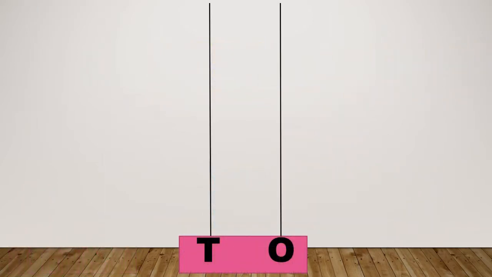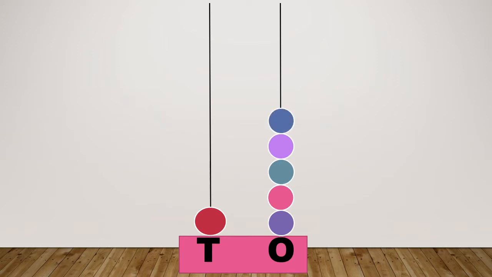1 ten 1 one, 11. 1 ten 2 ones, 12. 1 ten 3 ones, 13. 1 ten 4 ones, 14. 1 ten 5 ones, 15. 1 ten 6 ones, 16. 1 ten 7 ones, 17. 1 ten 8 ones, 18. 1 ten 9 ones, 19. 2 tens is 20.